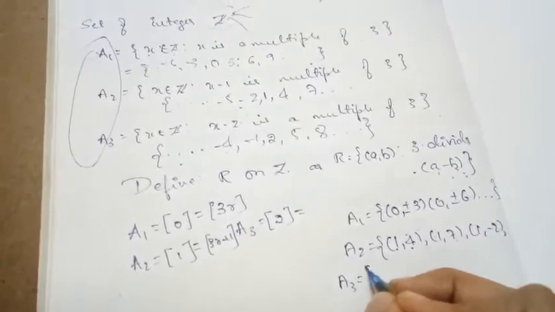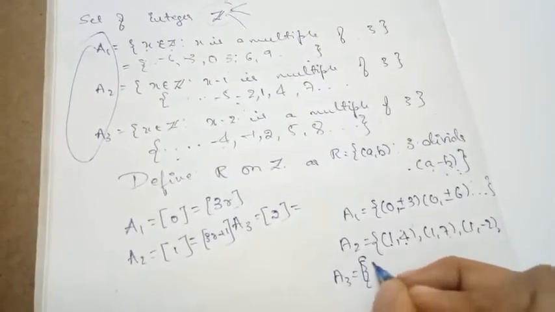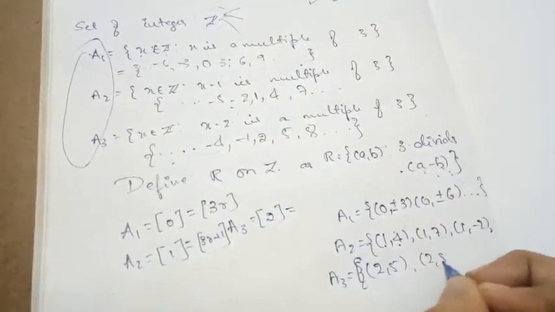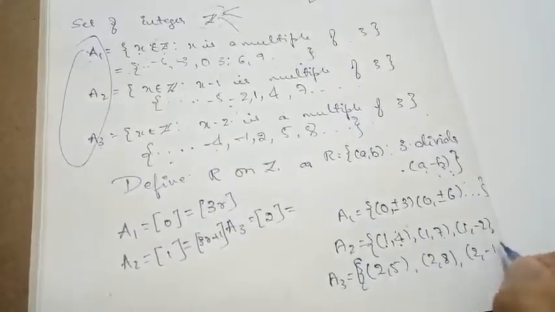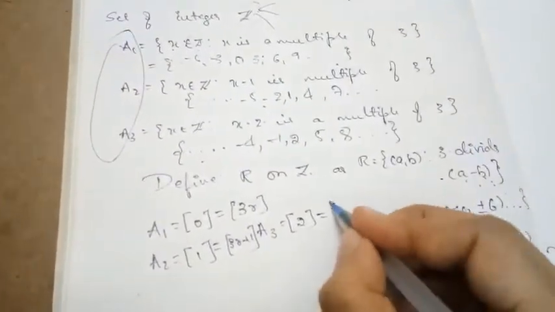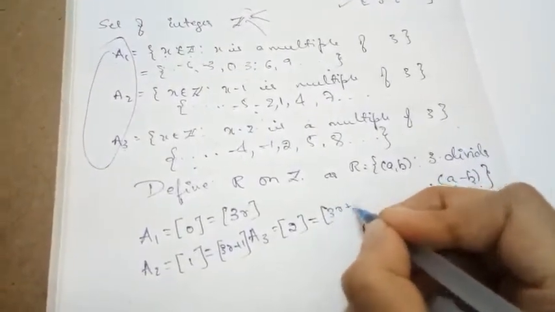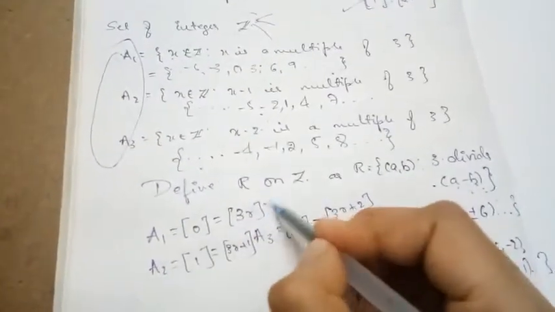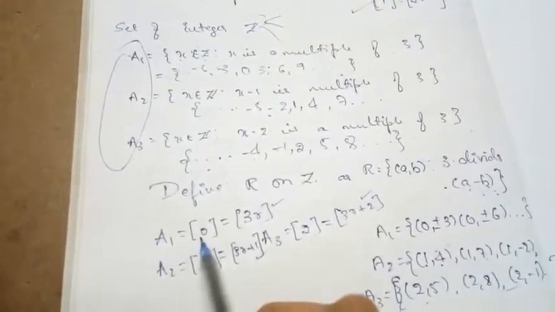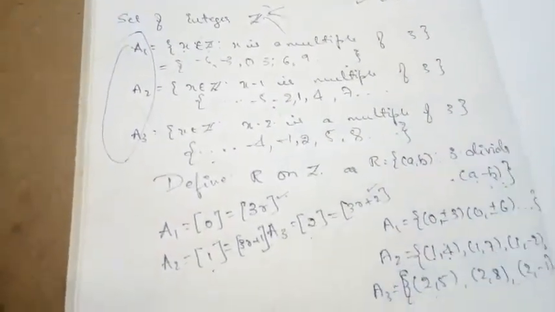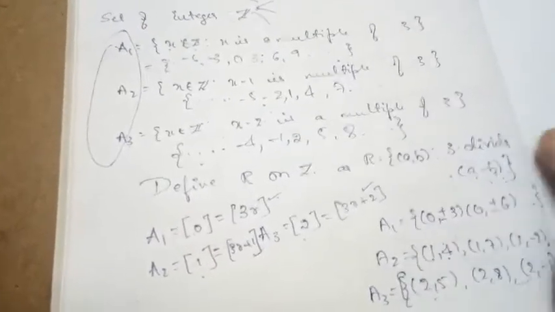Similarly, for A3, the elements of the class can be written as (2, 5), (2, 8), (2, -1), and so on. You can check like this as I checked for A2. So the second element of the class A3 can be written as 3r plus 2. So now A1, A2, A3, with the class of 0, class of 1, class of 2, are the equivalence classes because they satisfy all three conditions of an equivalence class.